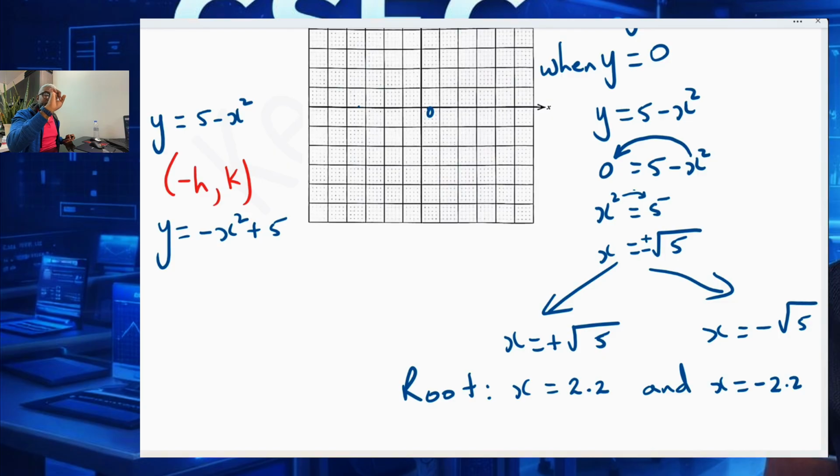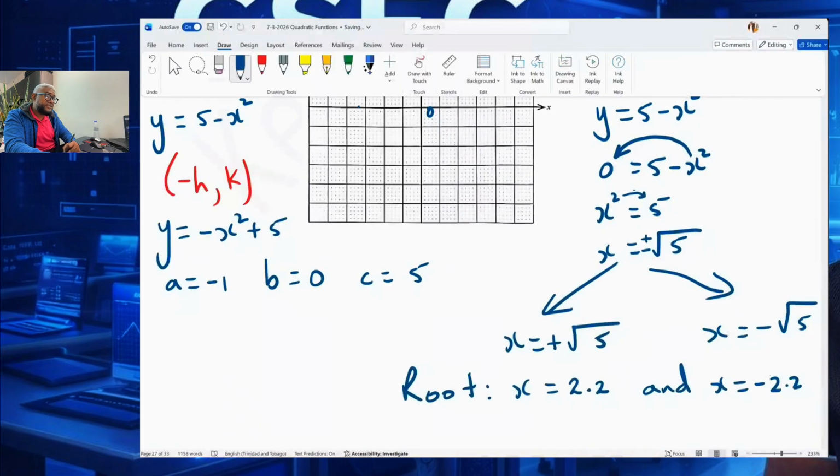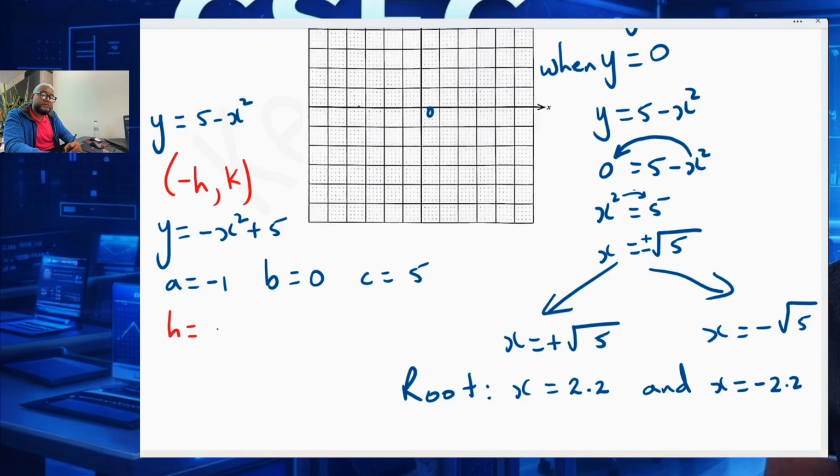What is the number that is understood in front of x squared there? Negative 1. So A will be equal to negative 1. What is B equal to? You see any B here? 0. There's nothing with x. And C would be equal to 5. Right? What is the value of H? H is what? Formula, belt it out. And what is K? 4ac minus b squared divided by 4a. Right? Proper thing. Let's work.